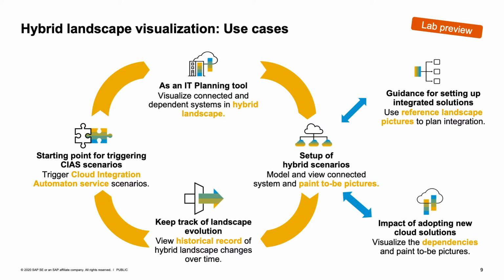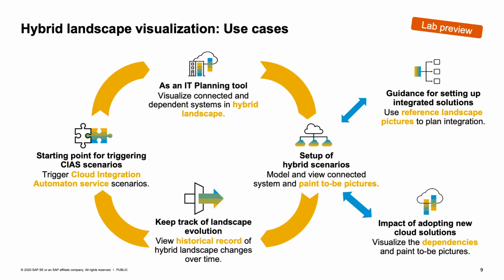So now let's take a look at what kind of use cases are supported with hybrid landscape visualization and how these landscape pictures can be used for all kinds of planning activities and all the roles that we saw in the previous slide. So you can paint and visualize the as-is state of your landscape, and you can create the 2D pictures. It can help you get transparency and help you in setting up your hybrid landscape. Maintenance Planner also serves as entry point for cloud integration automation service. We will take a look at what that means.